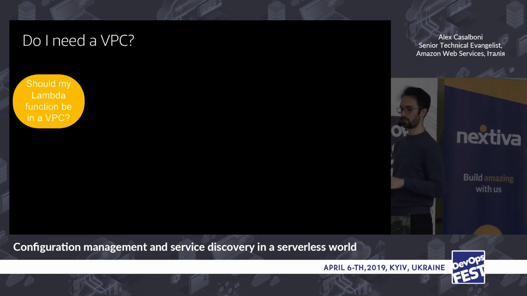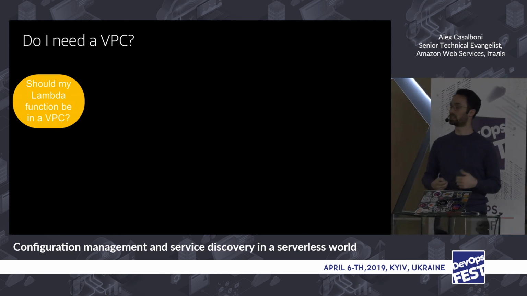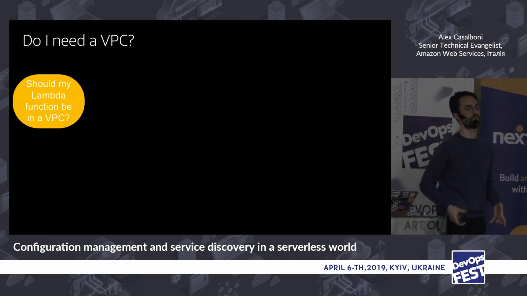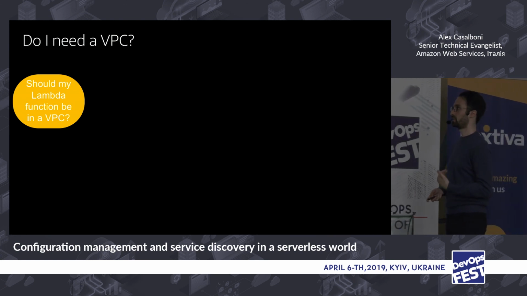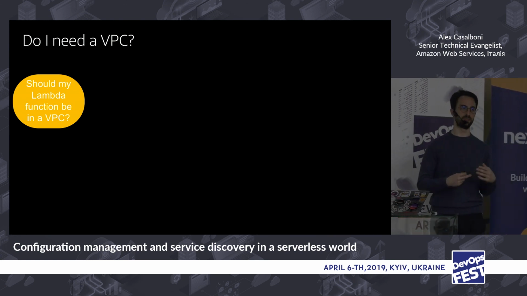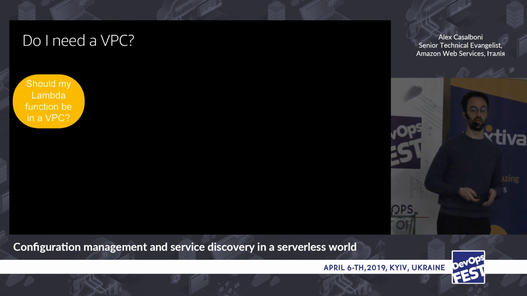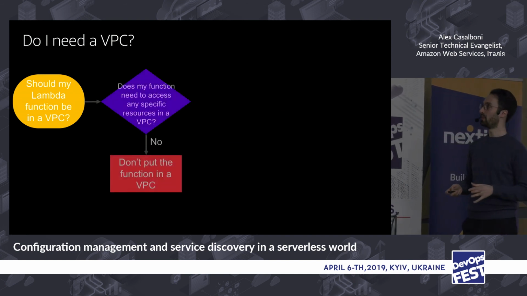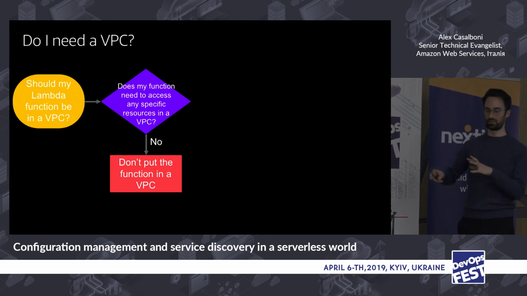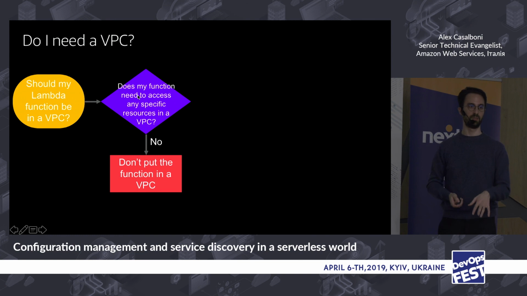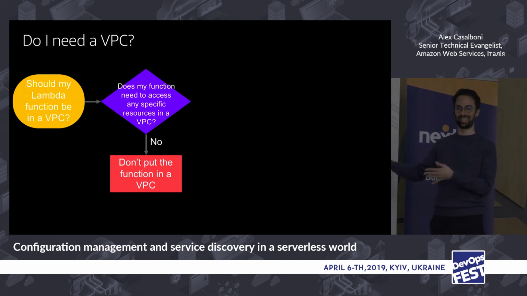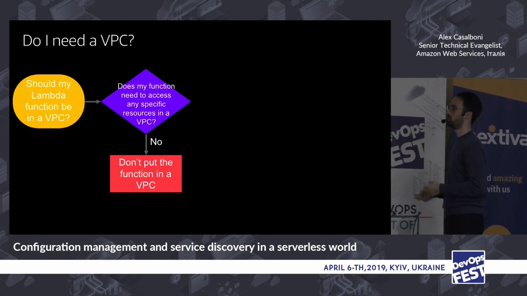Last point, then I'm done, and we have some time for questions: do you need a VPC? Do you need to run your function within a virtual private cloud network? By default, I will tell you no. The default response is no. But if you need to access a resource that is in a VPC, like an RDS database, like what we are doing during the demo, you have to be in a VPC. So there is a case where you have to. Most of the time you don't.